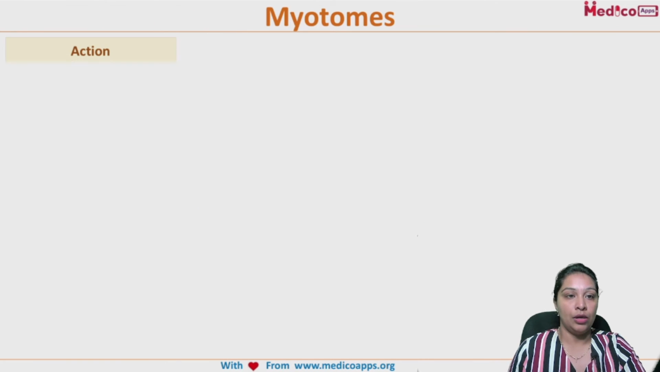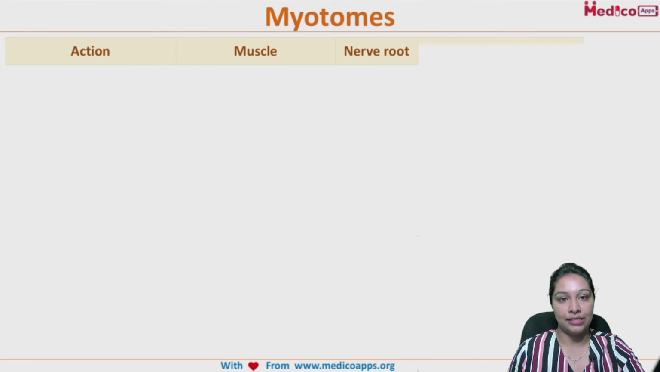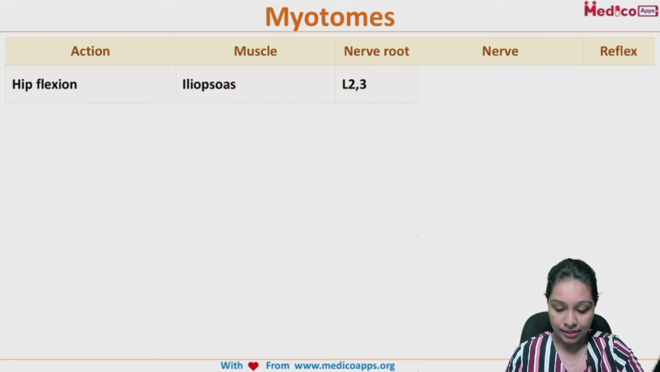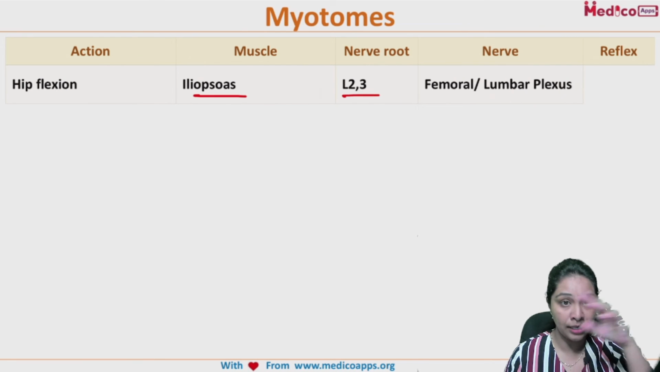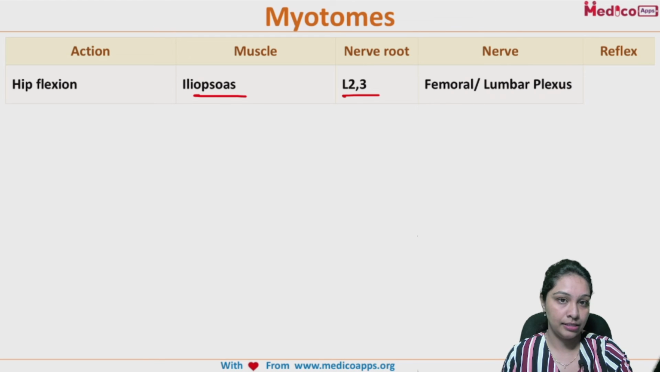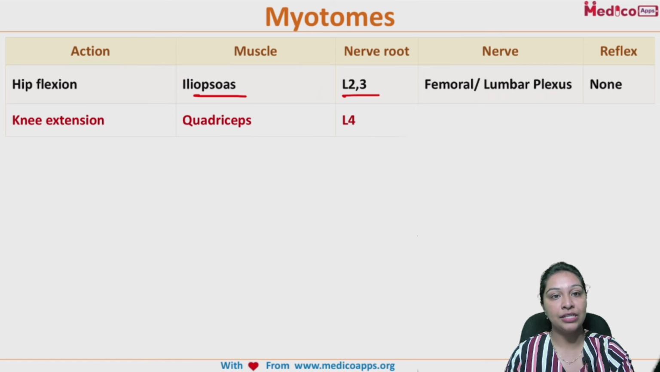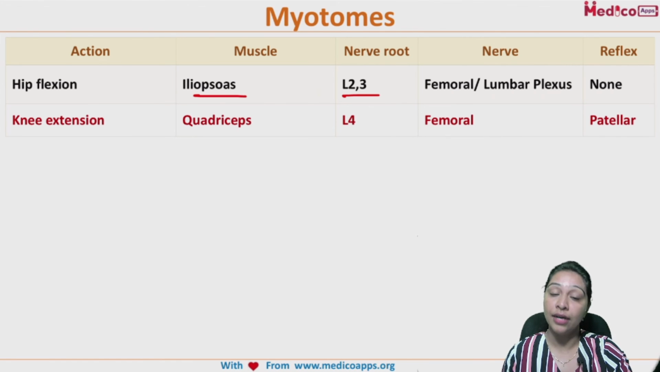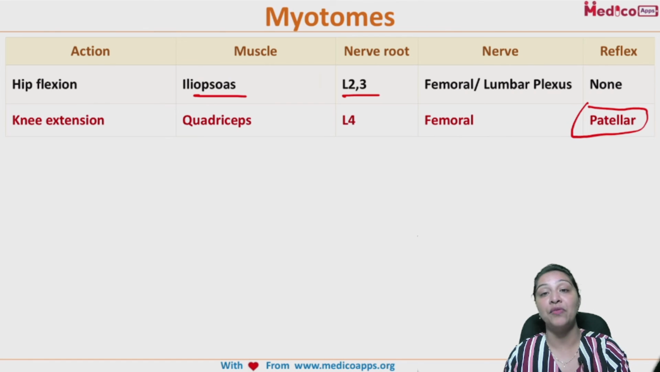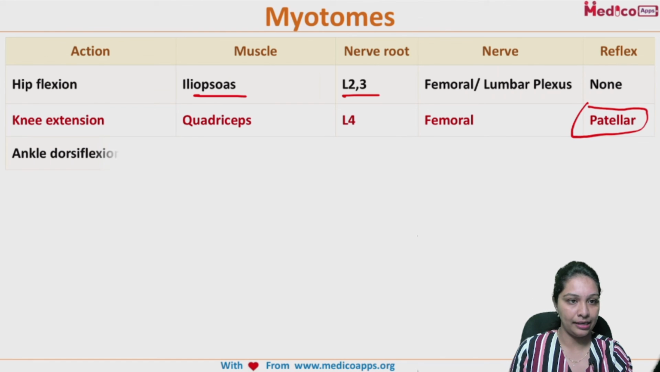Now the myotomes and their actions, let's quickly revise. For hip flexion, the important muscle is iliopsoas with nerve roots L2 and 3, and the plexus from where they arise is the femoral or the lumbar plexus, right? Then knee extension is mainly by the quadriceps with the nerve root L4, and the nerve is the femoral nerve, and the reflex that is elicited here, we are all familiar with, is the patellar reflex.